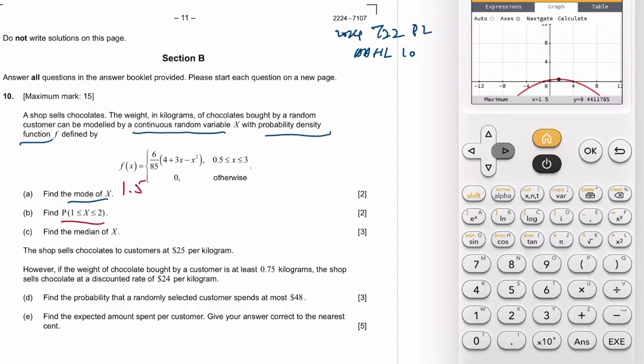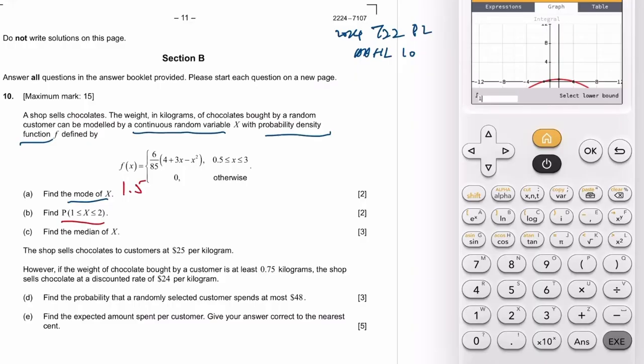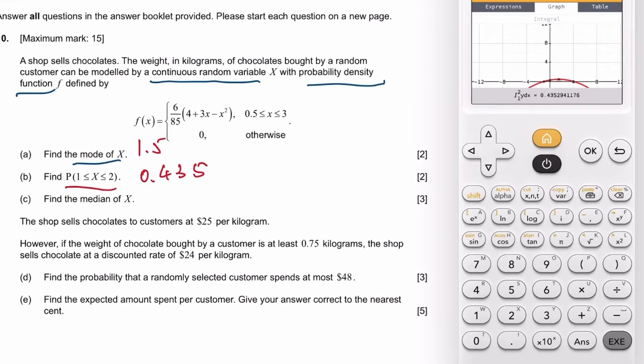Then they want the probability that x is between 1 to 2. That means you integrate from 1 to 2. The calculator probably can do it for you in the graph. So 1 to 2, you get 0.435. Then find the median.